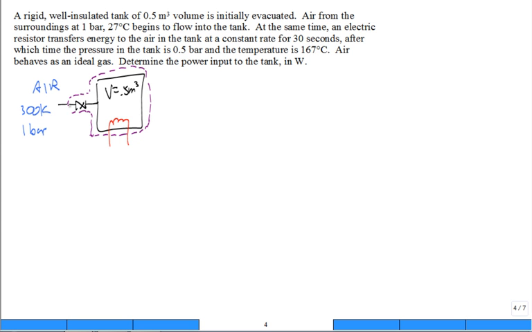I put it there because I know what's coming in. I know the temperature, what comes in, the air, and the pressure at which it comes in. I think about state 1, the initial state: it's evacuated.